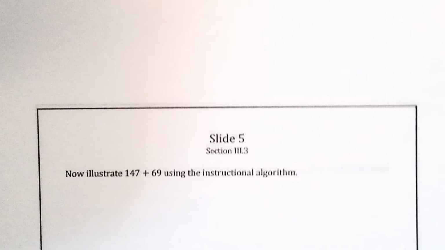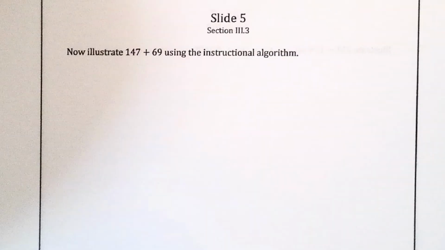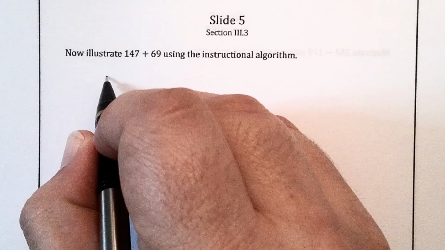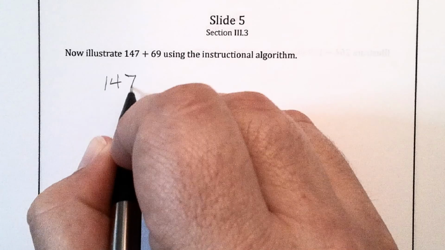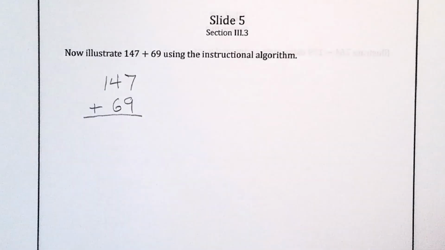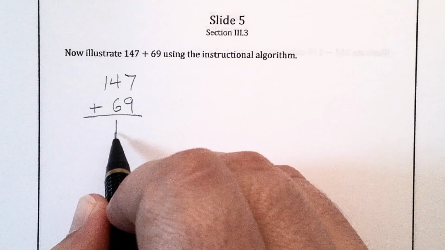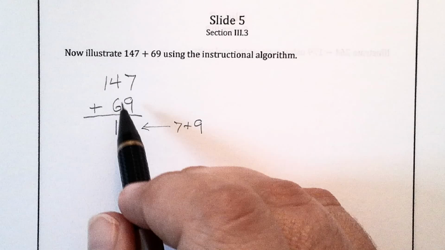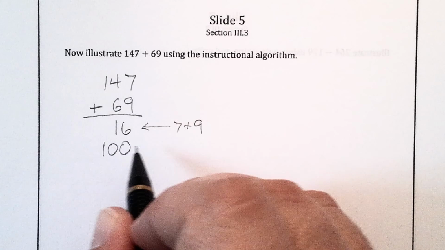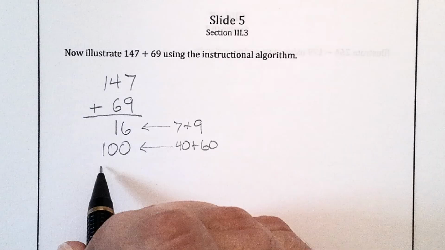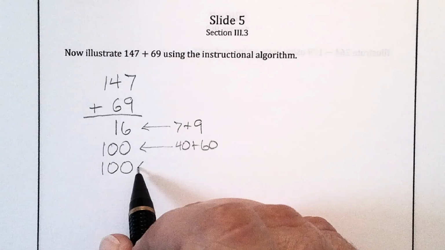Now let's illustrate 147 plus 69 using the instructional algorithm. Okay, it begins much like you would begin writing the final algorithm that you learned in grade school. But I'm going to add each place separately and write them all down below in 3 rows. 7 plus 9 is 16, so I just write the 16 there. Okay, that's 7 plus 9. 40 plus 60 is 100, so I write the 100 down below. 100 plus 0 is 100. And now it's easy to add those 3 up.